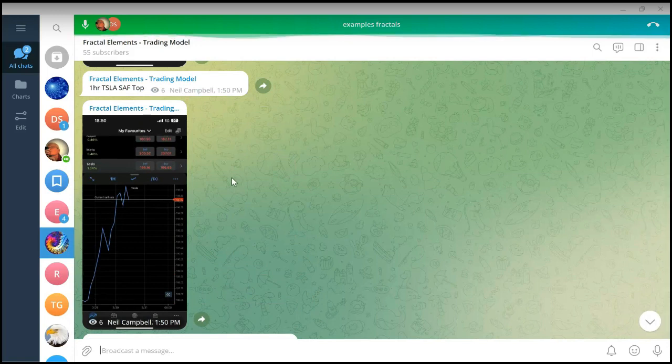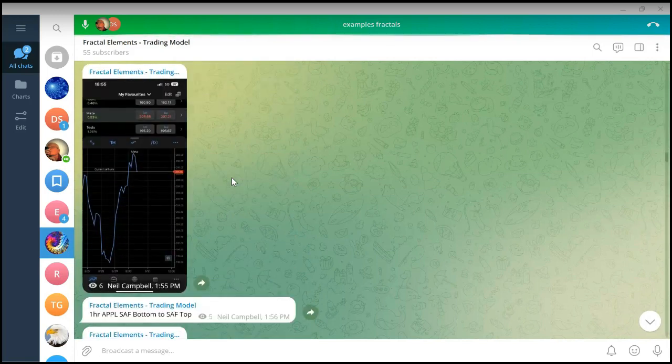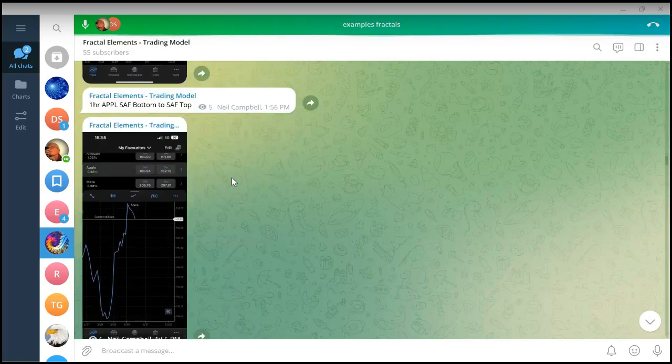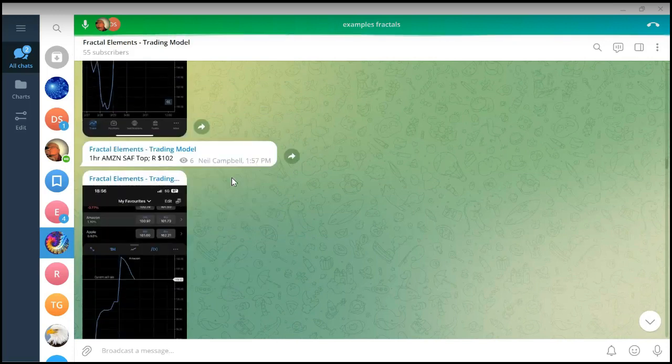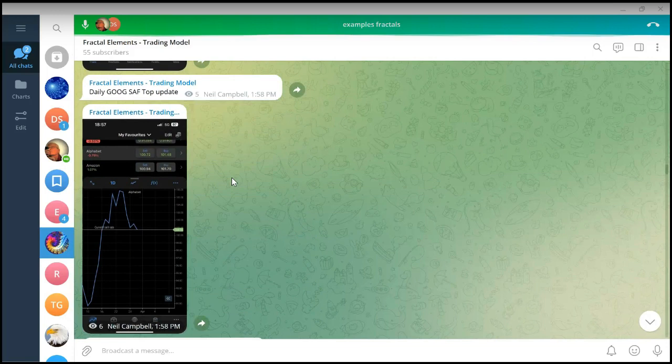And what we're going to do, we're going to go back to Google. Okay, very similar. 1, 2, 3, 4, 5, top. Memorize the form right here.